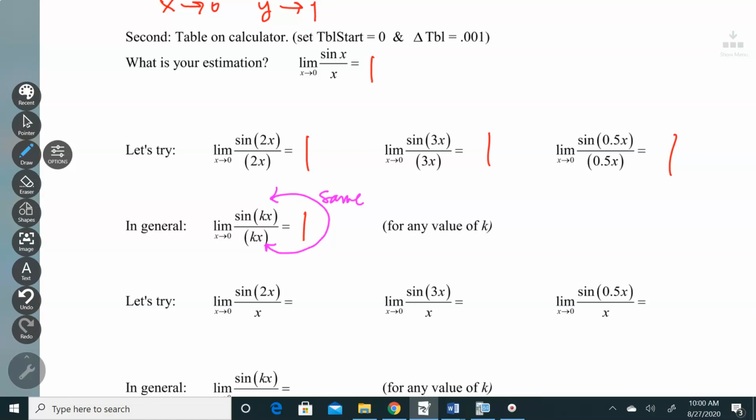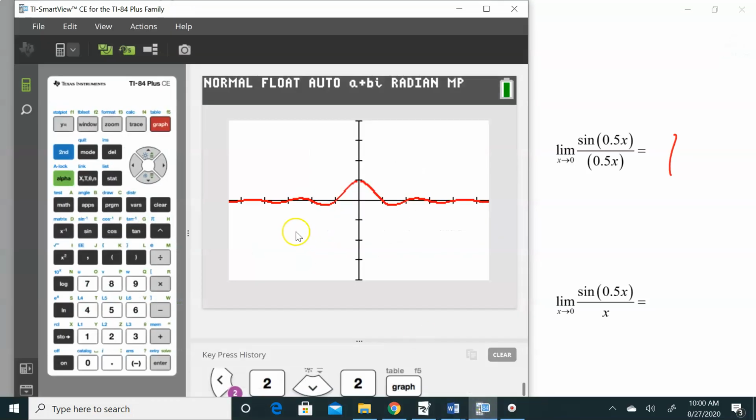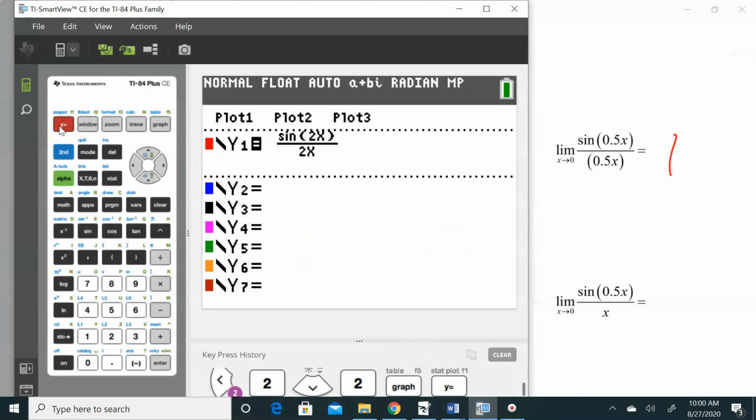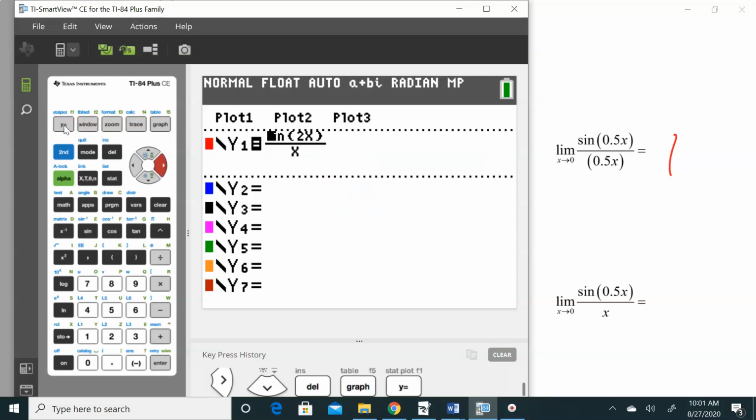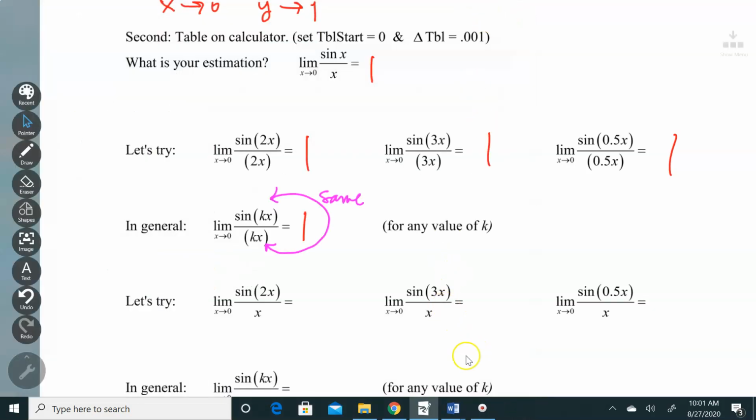Let's try a little bit different. What if it's sine of 2x over x? How does that change? Let's go to the calculator and go to y equals and do sine of 2x over x. Oh, got stretched out a little bit. Now, looks like the limit is 2. How about sine of 3x over x? Hit the wrong thing.